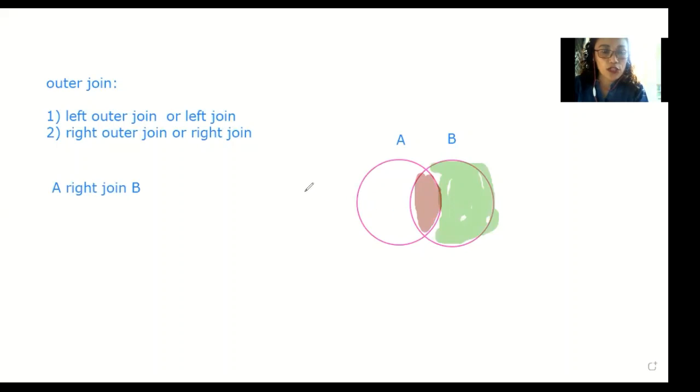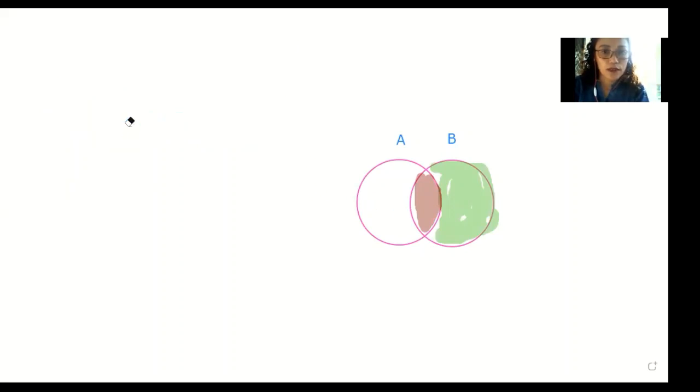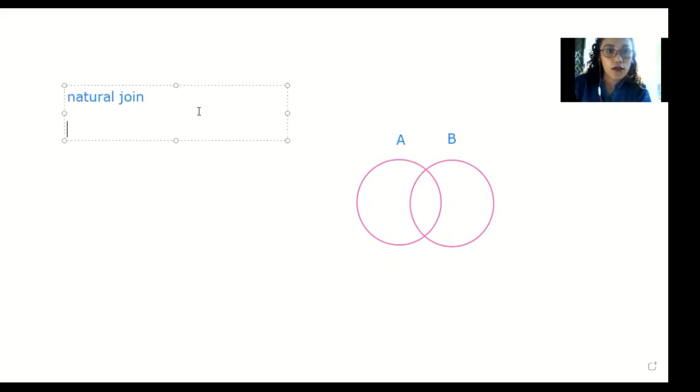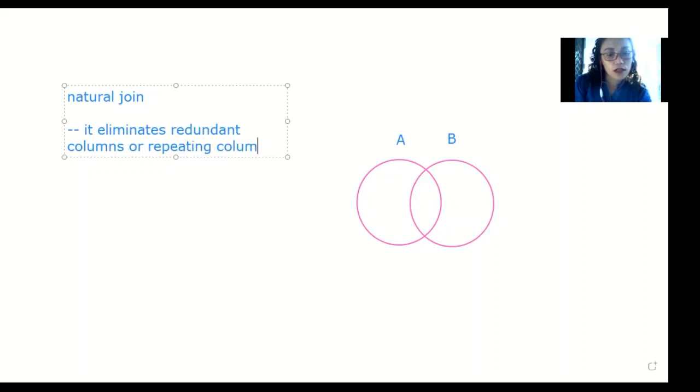So now let's go to natural join. When you say natural join, it is like an inner join, similar to equijoin. However, it eliminates redundant or repeating columns. So all you have to do is to use the natural join as your operation.